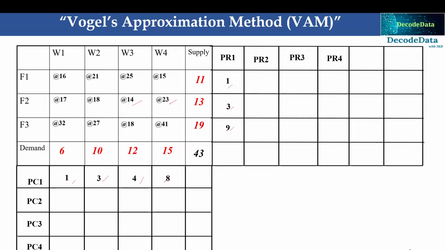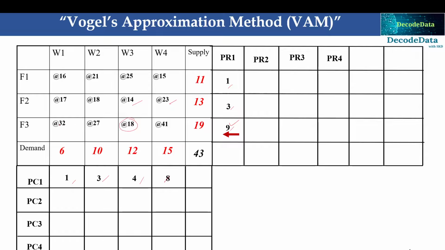We have to select the maximum one. So maximum is basically 9, right? Because maximum is 9, I have selected this particular row, the entire row, factory 3. Now, in this, I will check which cost is minimum out of these 3. So 18 is minimum. So I'll take this particular cell and do the allocation here, right?